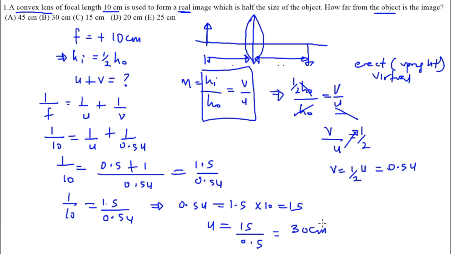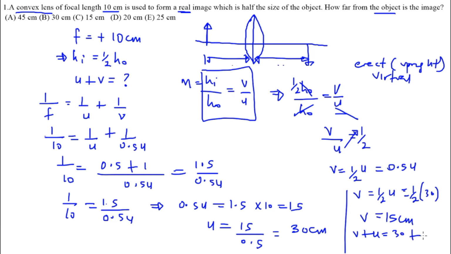If u is 30 centimeter, we have seen that v is half of u. So half of 30 is what? It is 15 centimeter. So the image distance is 15 centimeter. As a result, our v plus u will be equal to 30 plus 15, that's equal to 45 centimeter, and that's option A, very correct. So let's go to the next problem.